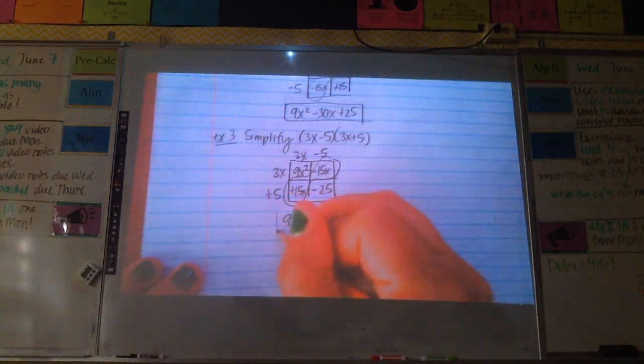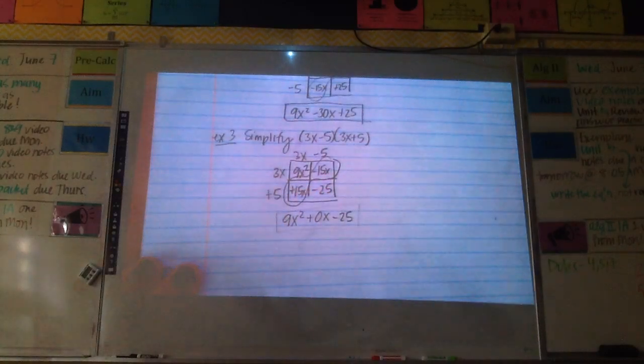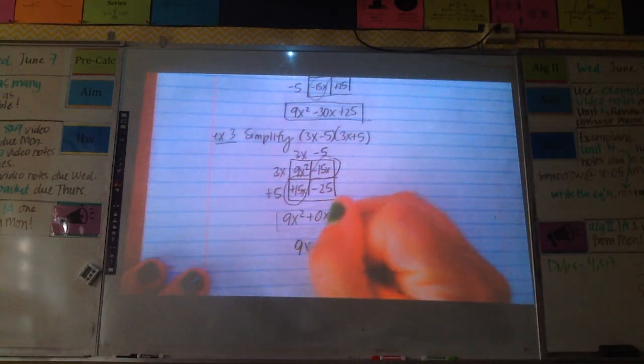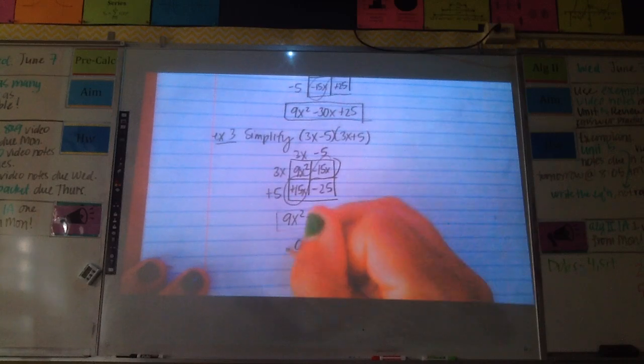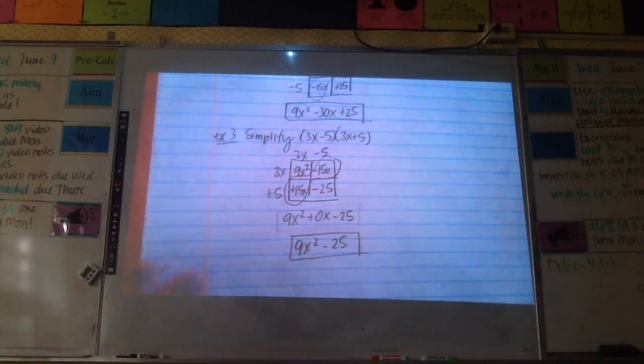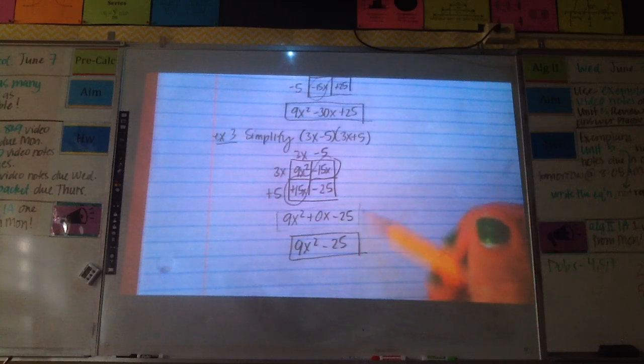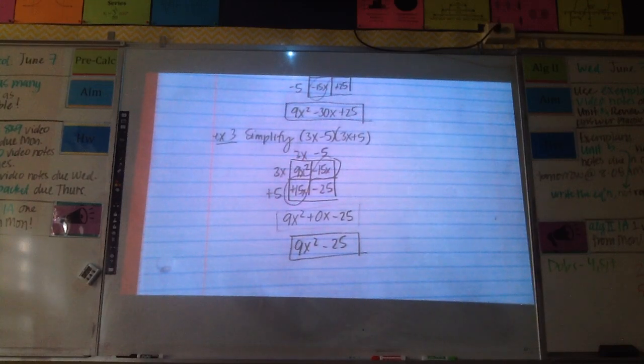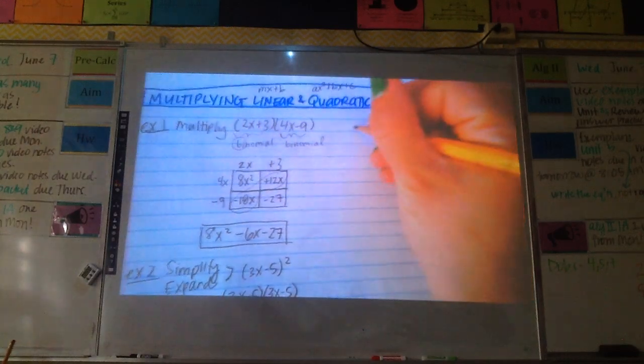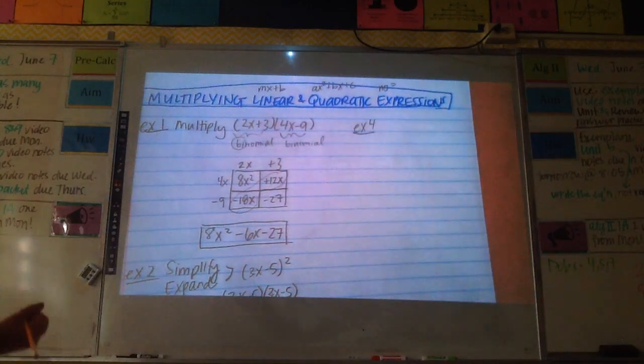You are welcome to box this in as your final answer. In a textbook, you would see 9x squared minus 25. You don't have to write the 0x because there just aren't any of them there. Either of these would be an acceptable, correct final answer because they're exactly the same. They're just written in a different way. Two more examples for you today.